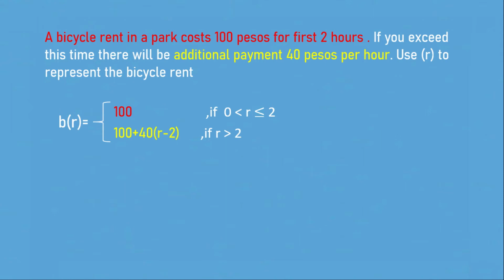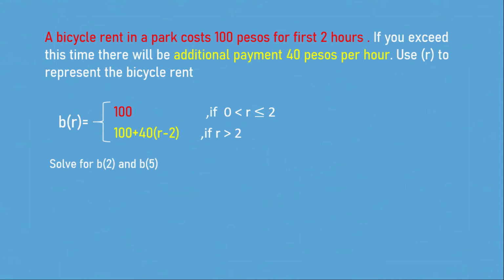So if you're asking, where did the plus 40(R - 2) come from? 40 is the additional payment. R means how long the rent. And minus 2 is the first 2 hours.